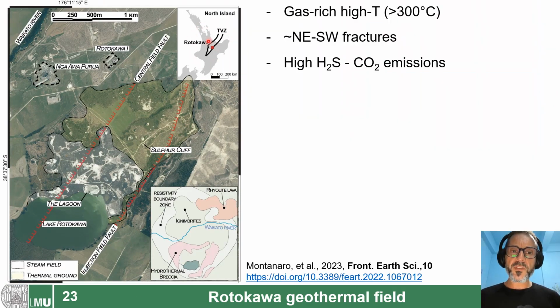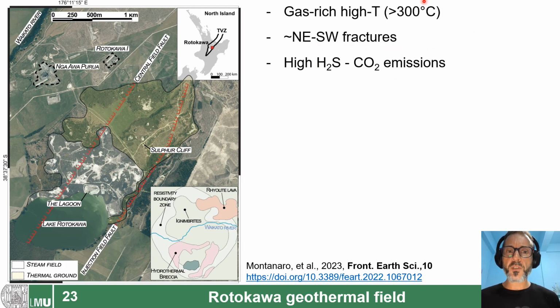The Rotokawa geothermal field is located 15 km northeast of Lake Taupo in New Zealand's Taupo volcanic zone. It has a high temperature resource exceeding 300 degrees C in the deeper part of the system, and a series of northeast-southwest fractures which allow deeper fluids to enter the hydrothermal system, which is rich in gases such as CO2 and H2S. High flows of these gases can be measured at the surface.